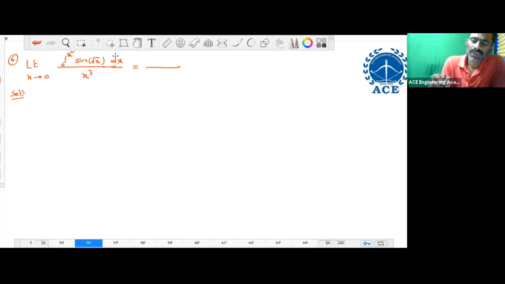One method is to first evaluate this integral. After evaluating the integral with respect to x and substituting the limits, we get some function of x. That function of x divided by x cube, for the total function, we can find the limit. That is one method. Or the other way, take the limit in the denominator as 0 directly. In the numerator, x equal to 0 means the limits are 0 to 0. Then for any integral with the same limits, the value is always 0. So at x equal to 0, the numerator is 0, the denominator is 0. Then it is 0 by 0 form.